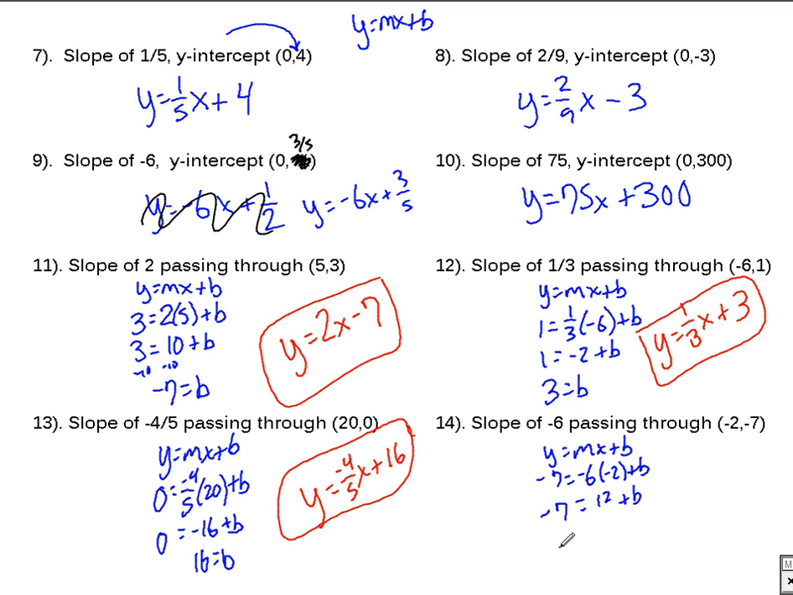Subtract 12 from both sides. That's how you get negative 19 to be your letter b. So y equals, your slope was negative 6, and then b, negative 19. So there is your answer, y equals negative 6x minus 19.